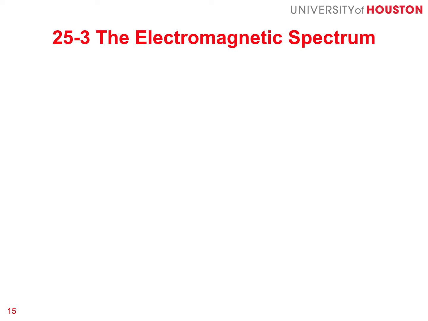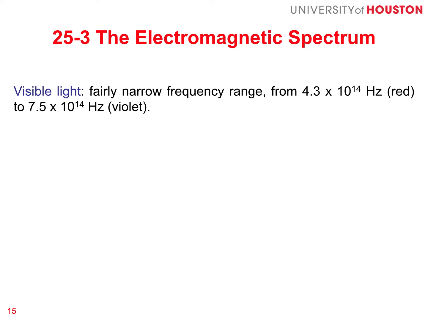Moving on to electromagnetic waves with even higher frequencies, visible light, which is the type of electromagnetic wave our eyes can detect, has a rather narrow frequency range. It starts off at 4.3 by 10 to the 14 Hertz, which corresponds to the red colour, and goes to about 7.5 by 10 to the 14 Hertz, which corresponds to the violet colour.